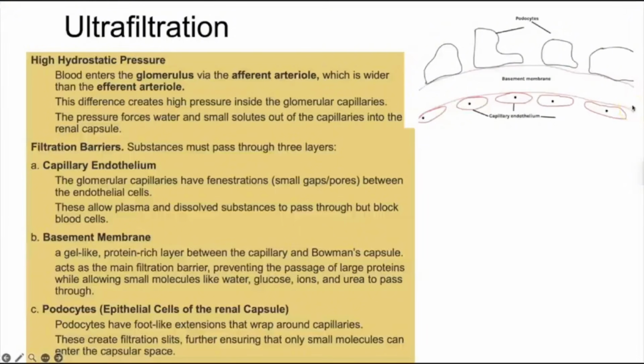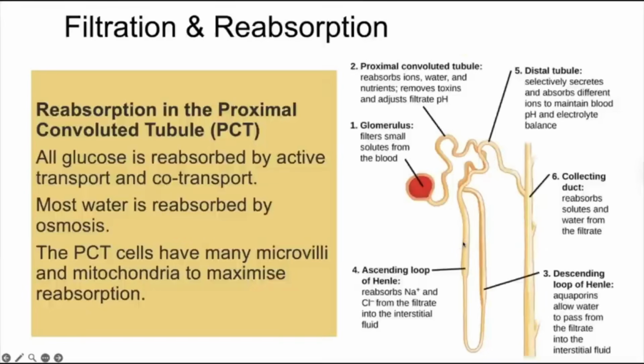The next layer is the basement membrane. And this is a gel-like protein-rich layer between the capillary and the Bowman's capsule. It acts as the main filtration barrier and it prevents the passage of the large proteins. So small molecules can pass, but large proteins cannot. And then finally, we have podocytes. And podocytes have foot-like extensions that wrap around the capillaries that create these gaps, these filtration slits, to further ensure only small molecules can enter. So that's how we have the filtration.